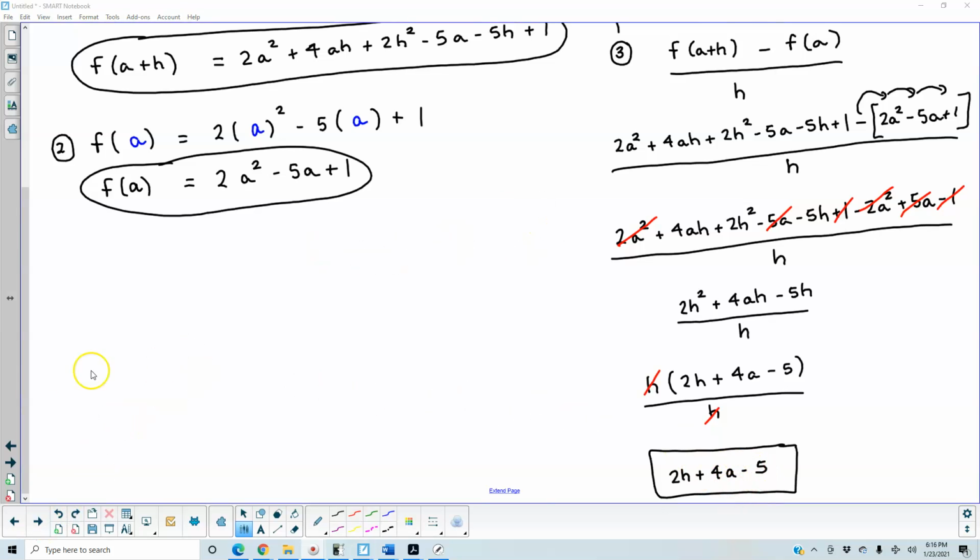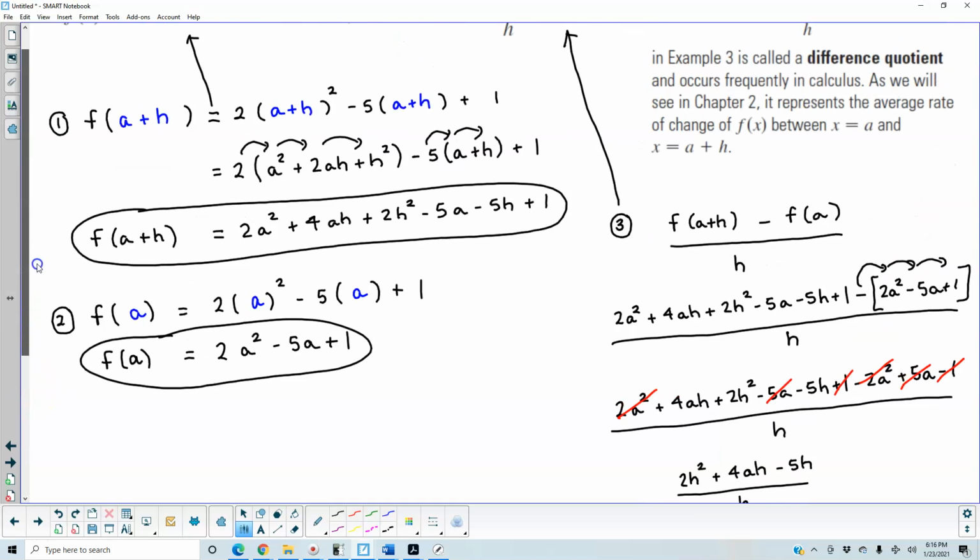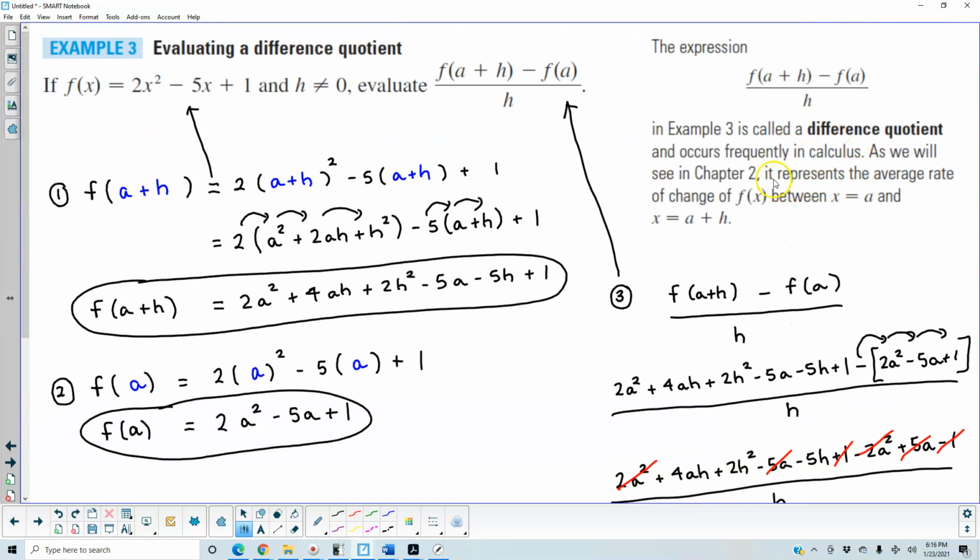Now again, this being our result, what this goes back to, as the definition states, is that it represents the average rate of change of f of x between x equals a and x equals a plus h.